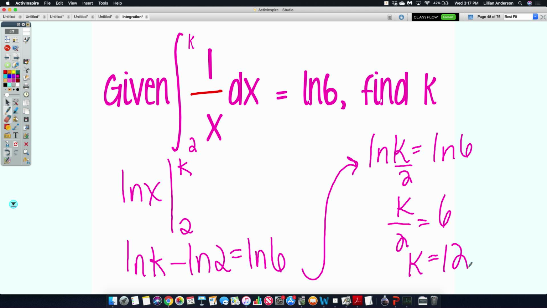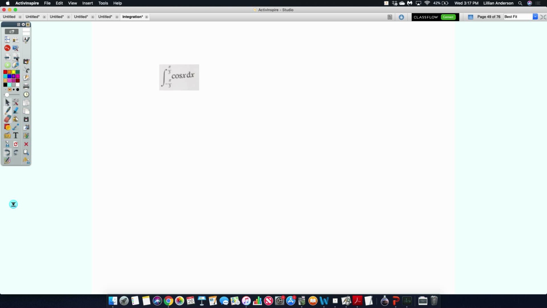12. Very good. You could have also added the ln of 2. Remember, when you add logs, you multiply the arguments. That's how you end up getting 12 there as well. Okay? I will stop there for today. But we pretty much reviewed all your basic rules when it comes to integration.